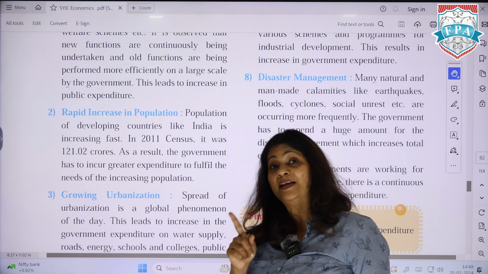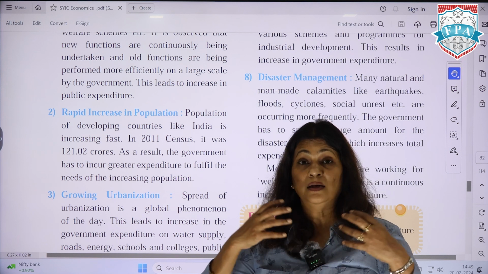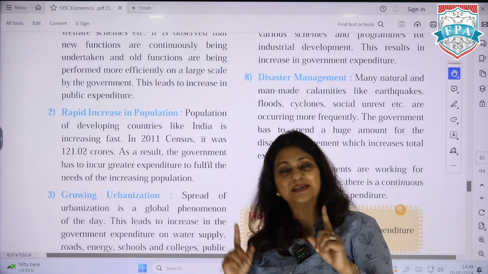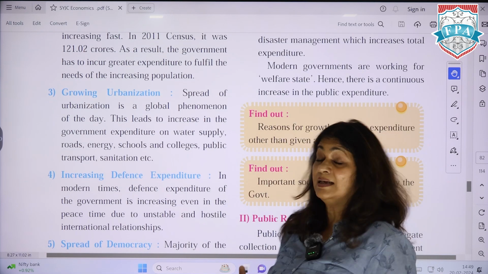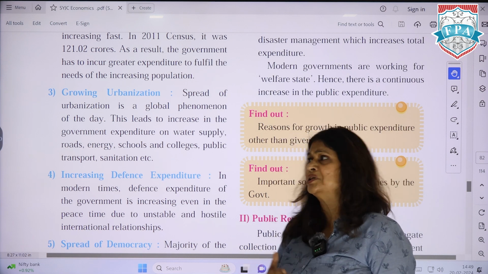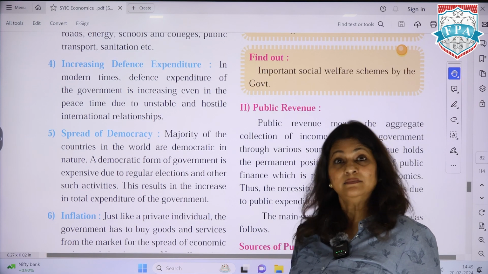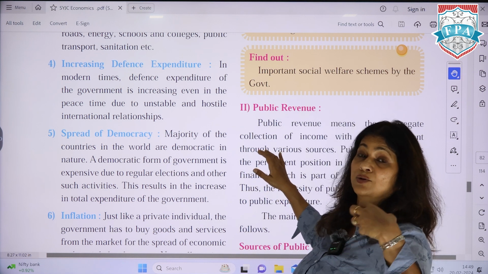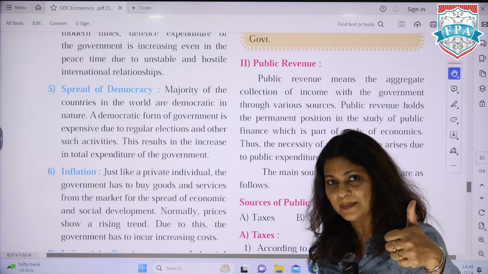One is public expenditure has increased because the government has increased its area, or it has started incurring expenditure not only on its obligatory functions but also on its optional functions. Please write this down. Second, write down population of the country has increased. Third, there is a spread of urbanization, right? Due to which a lot of expenditure is being done on roads, energy, schools, colleges, right? Expenditure on defense has increased. We need to protect our country. So in modern times, the defense requirements have increased, so automatically we need to spend money on that. So expenditure on defense has increased.